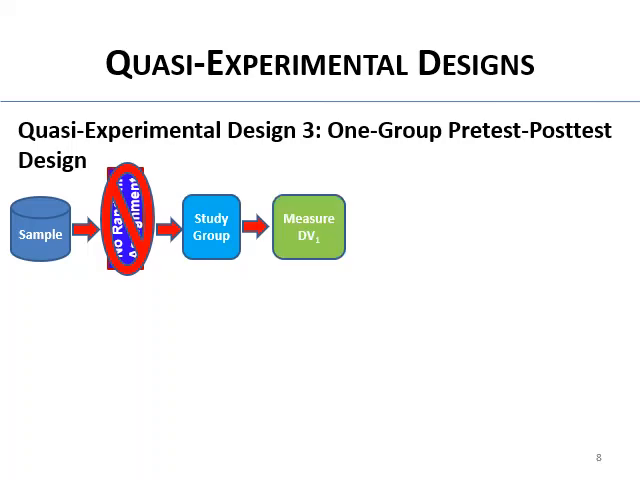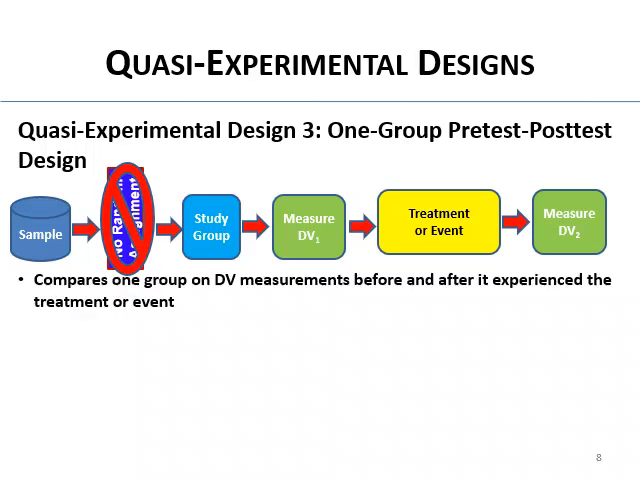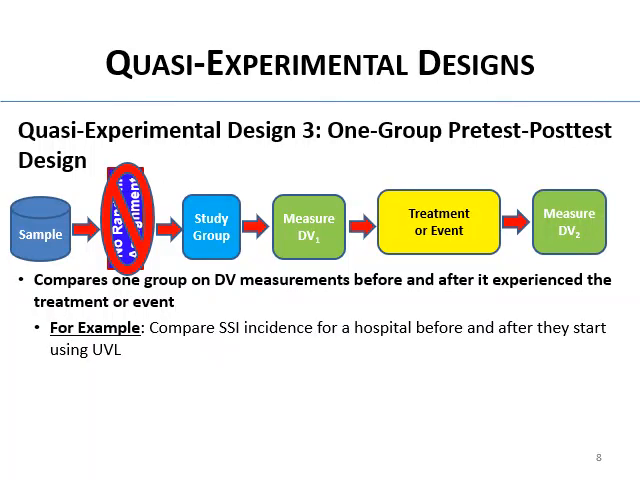And you measure the dependent variable. Then something happens, and you measure the dependent variable again. So you have two measures of the DV, DV1 and DV2. It's a pre-post design, right? And in between, something happens. So it compares one group on DV measurements before and after it has experienced the event or treatment. So for example, you could compare the surgical site infection incidence for a hospital before and after they start using ultraviolet light to reduce infections.